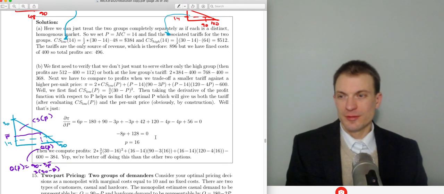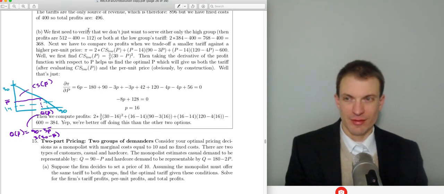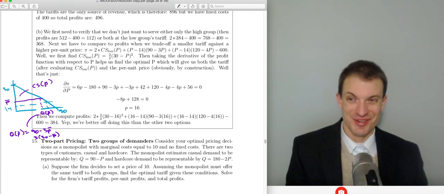Right. Next part. Well, technically, we'd have to verify we don't want to just serve either the high group and then profits are 112, or the low group and then profits are 368. So what do you do there?